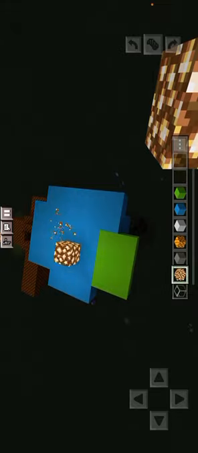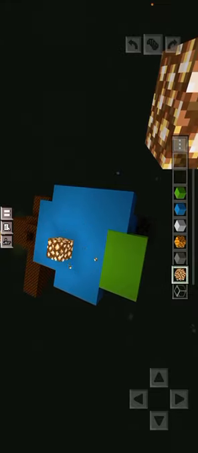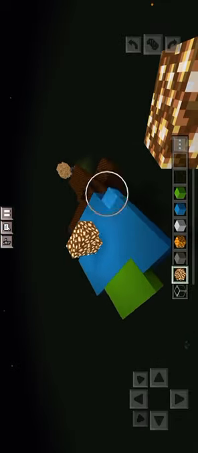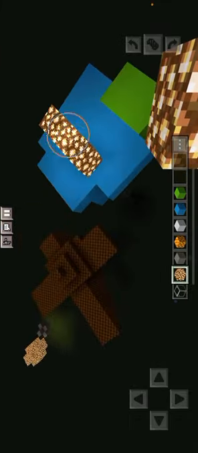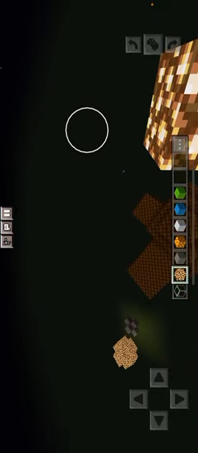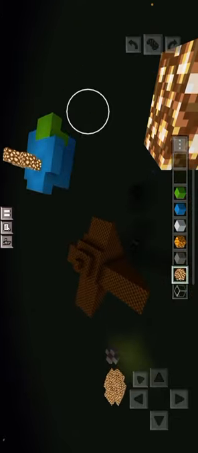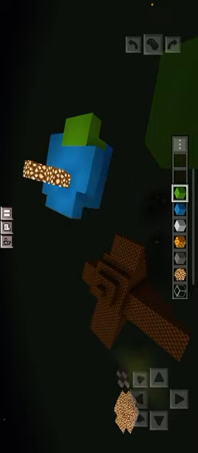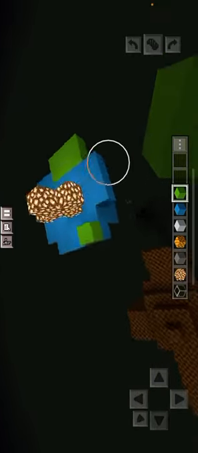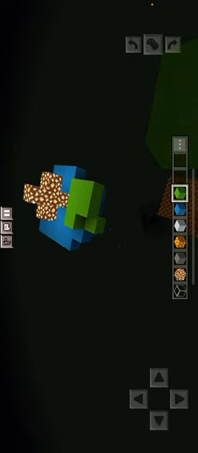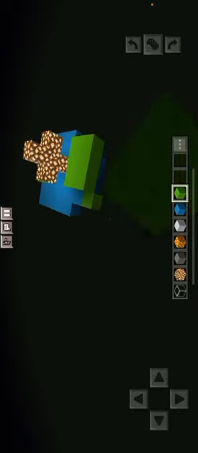Mercury, Venus. Let's make the Earth's core. The Earth's core is a singularity. Okay, I can't place this over here for some reason. This is how I place my planet.